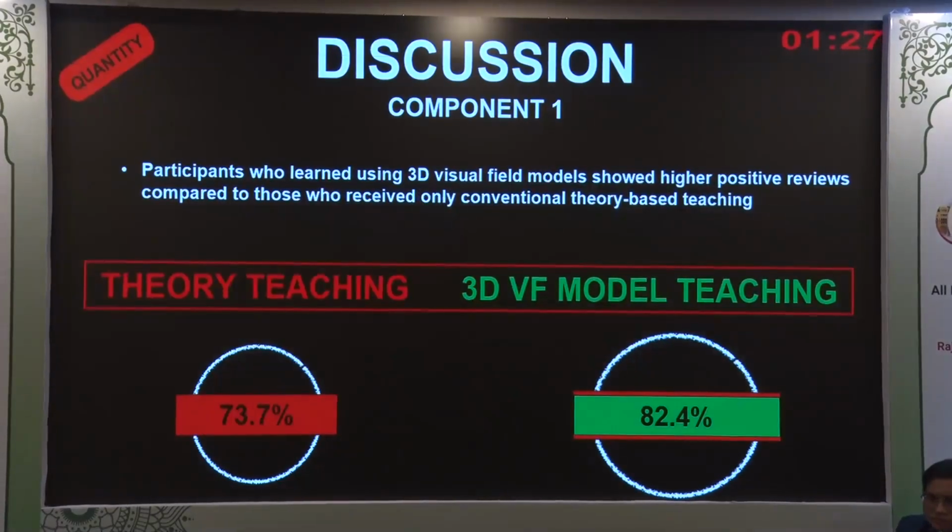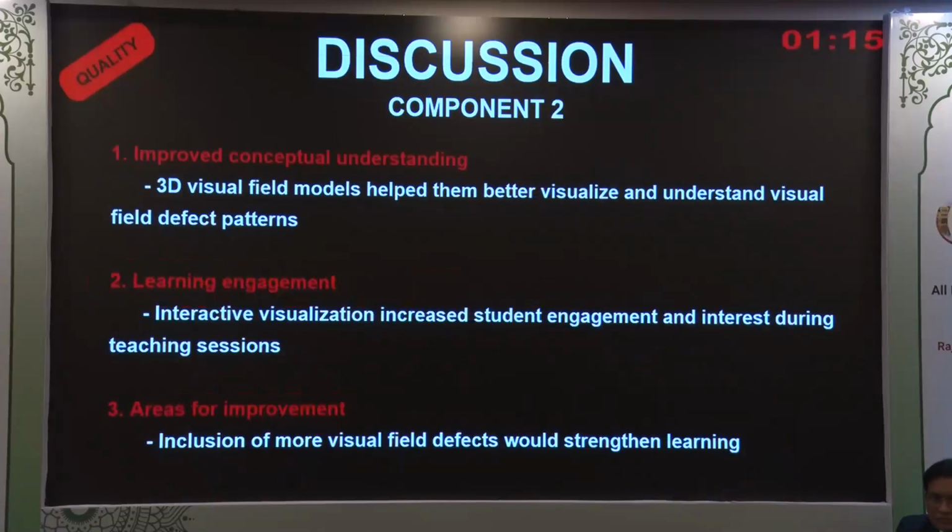Component 1 of the discussion is quantity. On the quantitative module, there were high positive reviews because it is rather more innovative than the conventional training of the visual field model in a 3-dimensional cognitive plane. Component 2 is quality: improved conceptual understanding and learning engagement, especially accelerated learning, and there was good strengthened learning on a qualitative level.